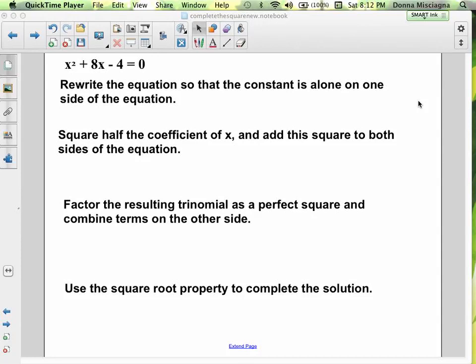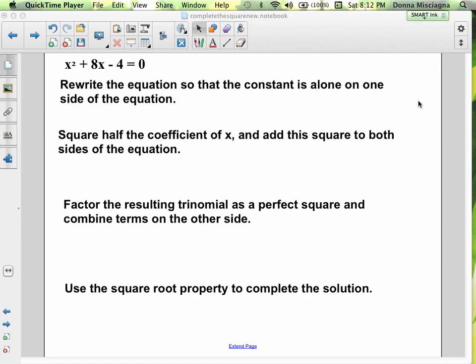Welcome back. So we're going to solve this problem using completing the square. All right, so step number one, actually the real step number one, is to divide all terms in the equation, both sides of the equation, by a if a is not 1. But since a is 1, we can skip that step.